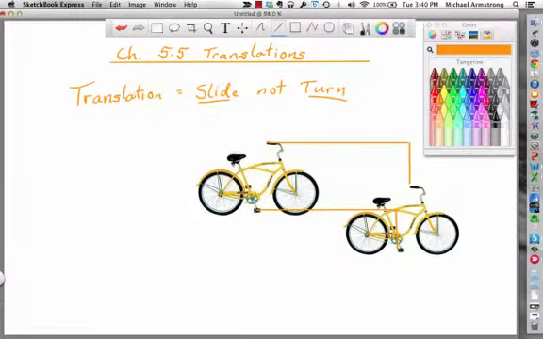It slides. Now this one has two movements. It moves over first, and then it moves down. So that's two translations. Okay, this counts as a translation.